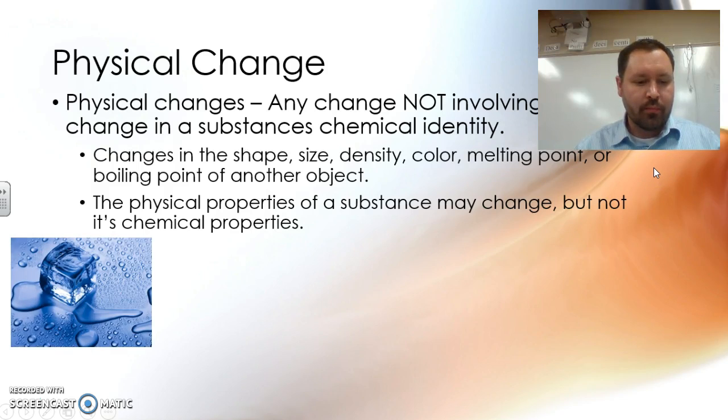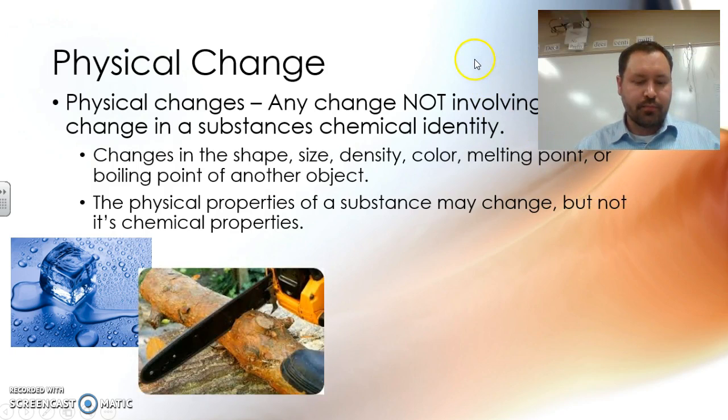For example, melting ice. Ice is H2O. It's frozen water. But when you melt it, it's still H2O. You didn't change it chemically. You changed what it looks like, yes. You changed its density, yes. You changed its melting point, yes. But you did not change what it is made of. And if you're not changing what it's made of, that's a physical change.